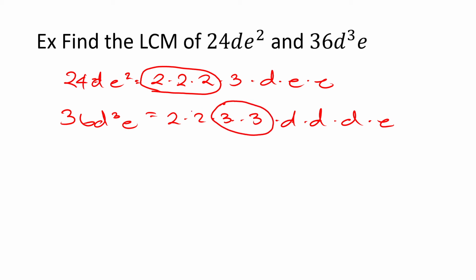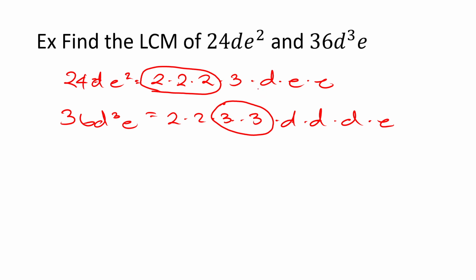Now we can ignore the numbers because, is there any more number left? No, because the 2's in the bottom, we already did that, and the 3 in the bottom is already done, and there's no more numbers. So we move on to the variables.